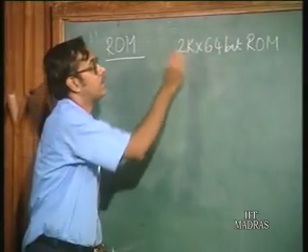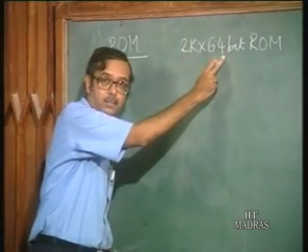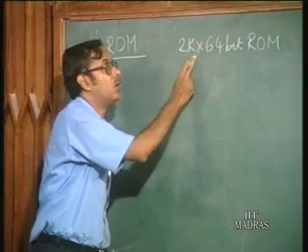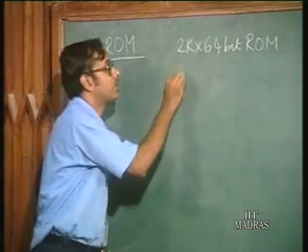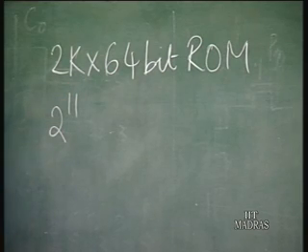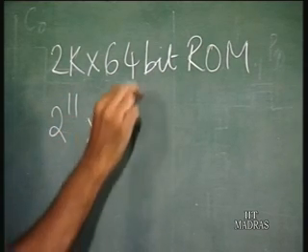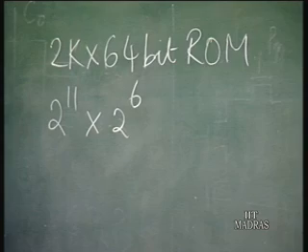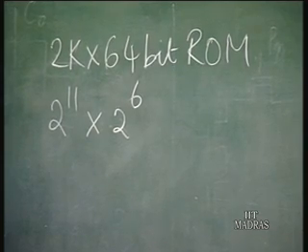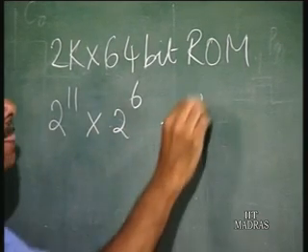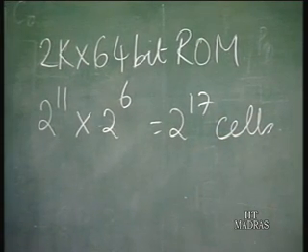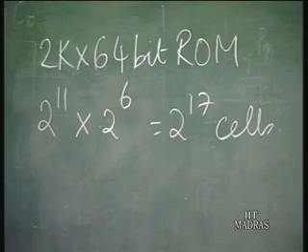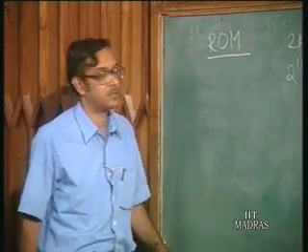So, a 2K into 64-bit ROM. How many bits of memory are there? 2K corresponds to 2 to the power 11, and 64 is 2 to the power 6. So, 2 to the power 17 cells. So, you must have a memory which can accommodate so many bits of information.